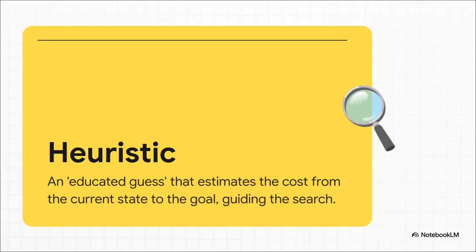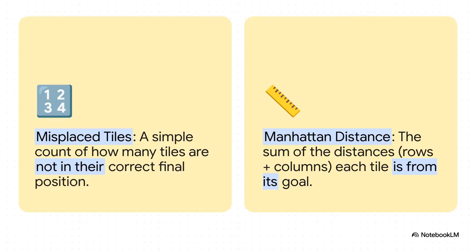It's a rule of thumb, a shortcut that estimates how close the puzzle is to being solved. It's basically like giving our blind algorithm a pair of glasses. So how do you actually quantify a hunch? Well, one simple way is to just count how many tiles are in the wrong spot.